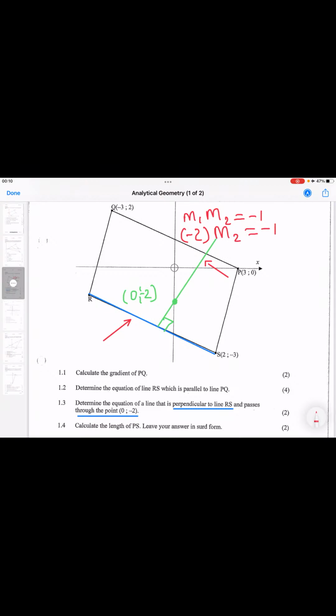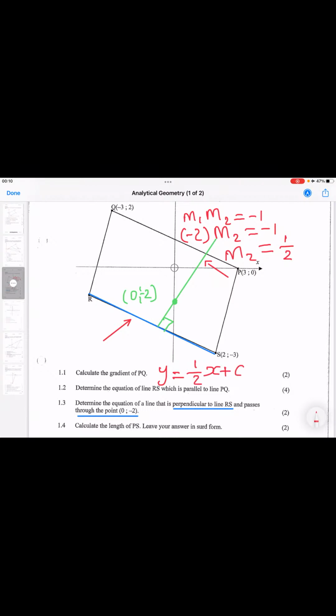So that means the gradient of that line, which is passing through that point of 0 and negative 2, is therefore going to be, you divide both sides by negative 2. So you have negative 1 divided by negative 2, which is positive half. So already you know the gradient of this new line. This is how your equation looks: y equals positive a half x plus c.